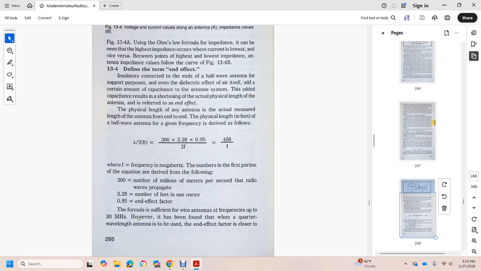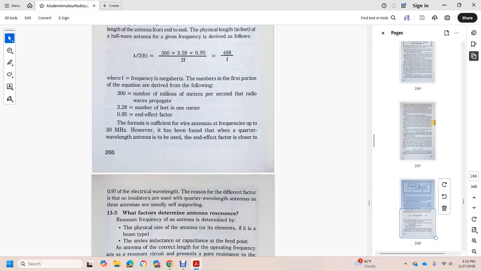However, this can be found with the quarter wavelength antennas, where the end factor is closer to 0.97 with the electrical wavelength. The region has a different factor with no insulator, with the square. The reason for the different effect with no insulator is that a quarter wavelength antenna is usually self-supporting.